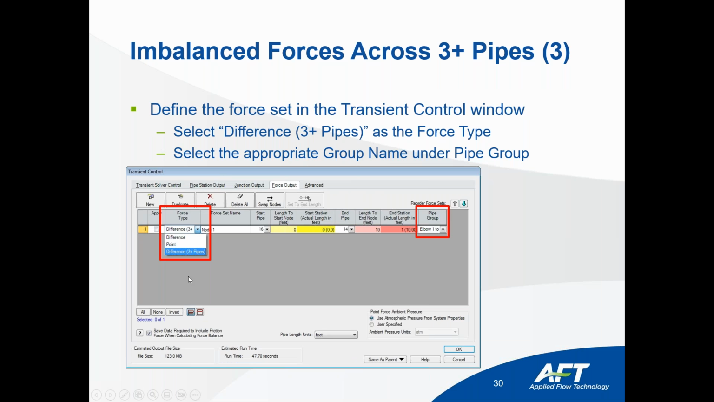and when you generate the forces, instead of using different forces like we use in the example that we created, we would use differences by plus 3 pipes and indicate the group that you created, so it will calculate all the pipes at the same time.